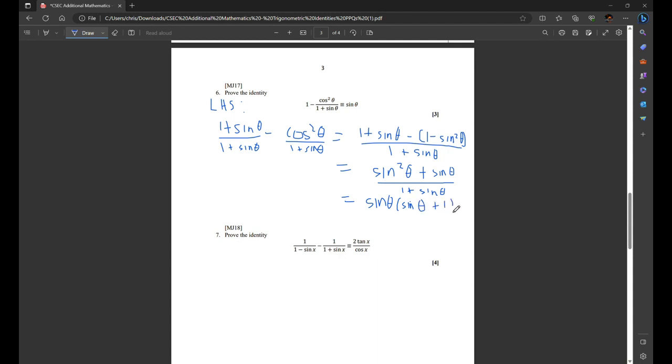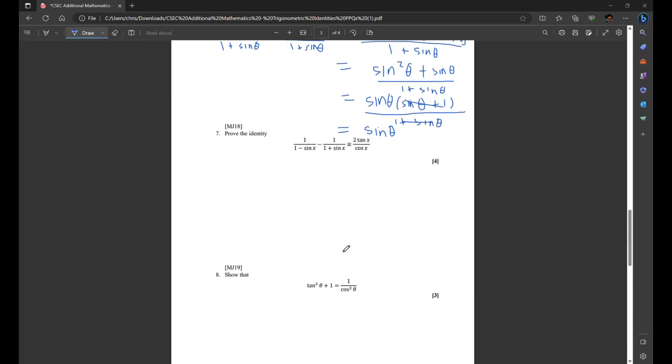And by doing that, you can see I can easily cancel the denominator and the numerator, which is cancel this and this, and we are left with nice and simple sine theta, which proves our identity. Again, QED or proving, whatever you want to write.